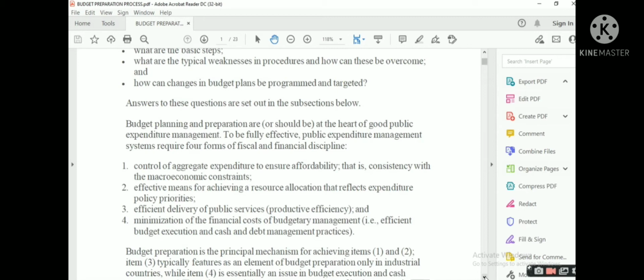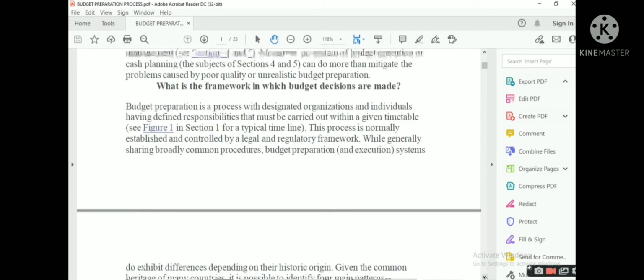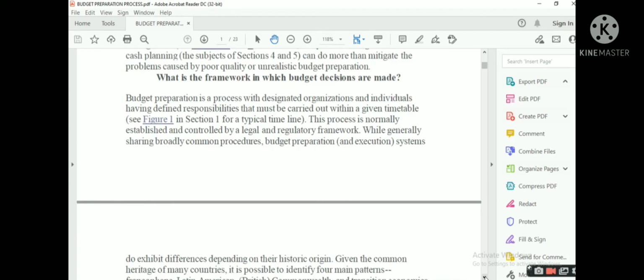Budget planning and preparation are, or should be, at the heart of good public expenditure management. To be fully effective, public expenditure management systems require four forms of fiscal and financial discipline. 1. Control of aggregate expenditure to ensure affordability, that is, consistency with the macroeconomic constraints. 2. Effective means for achieving a resource allocation that reflects expenditure policy priorities. 3. Efficient delivery of public services, productive efficiency, and 4. Minimization of the financial costs of budgetary management, i.e., efficient budget execution and cash and debt management practices.